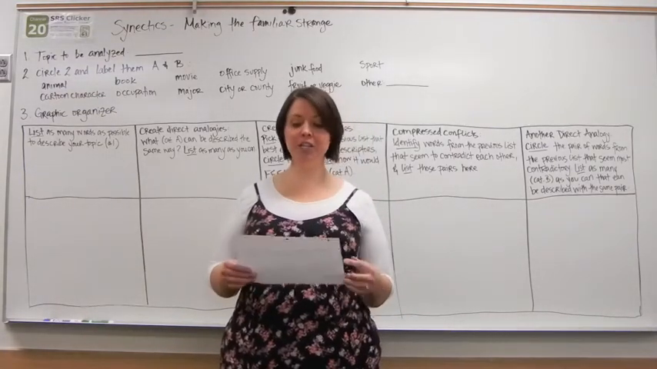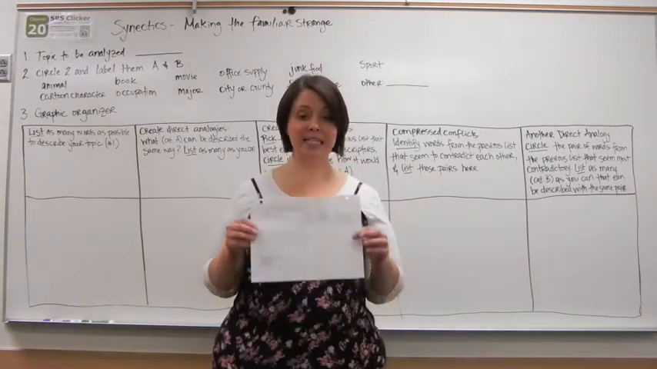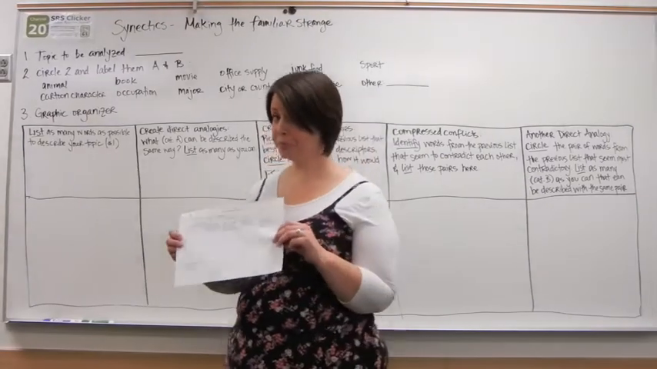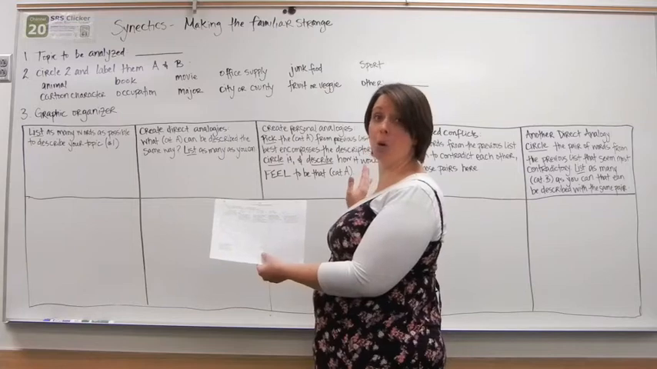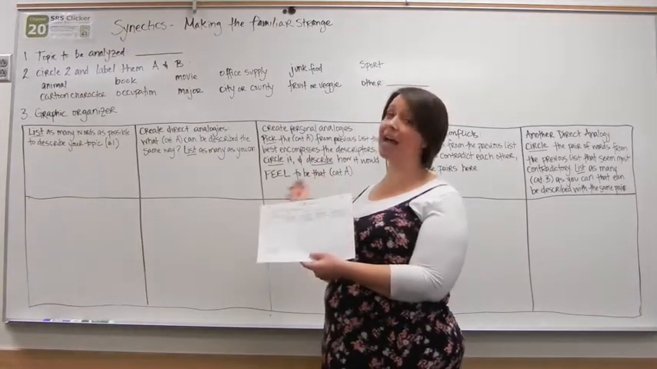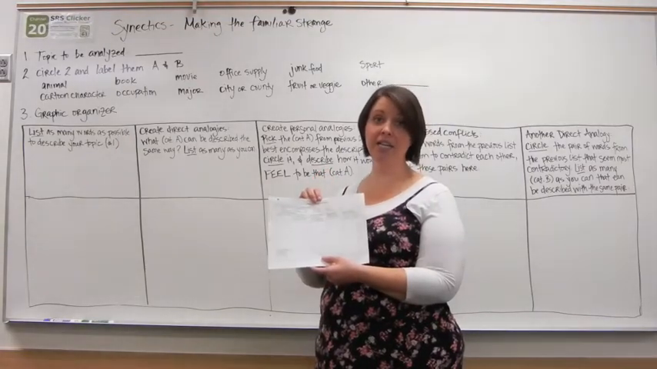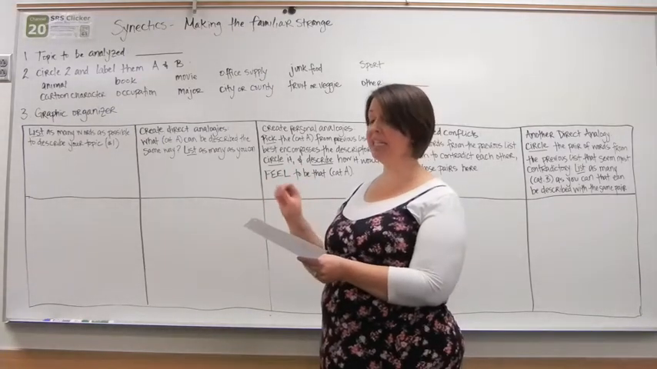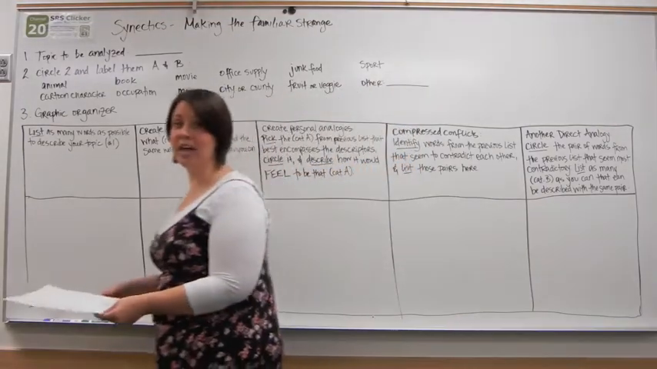Now, for this activity that we're going to do, you should have printed out a paper called Synectics, Making the Familiar Strange. You'll see that I have basically copied most of it here on the board, and I will be doing examples for you. You are not writing down exactly what I write down here. This is just an example to help you understand this activity. So you'll want to have this printed and just complete it as I go along here, just like you would in class. All right, let's go ahead and get started.